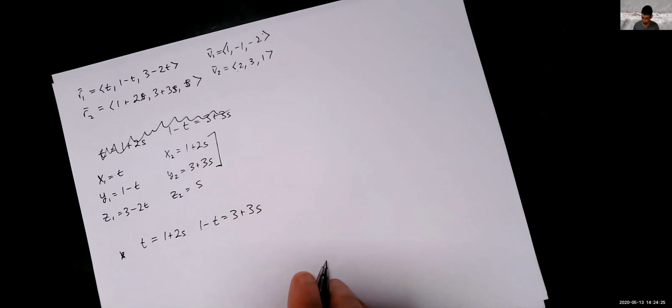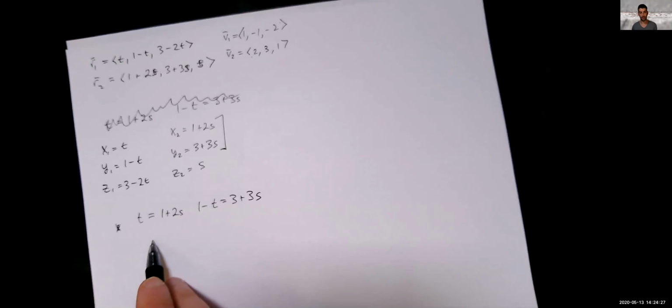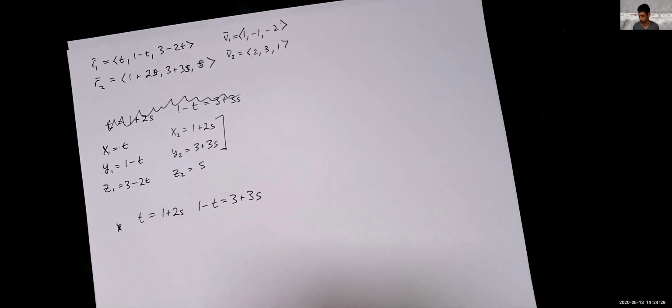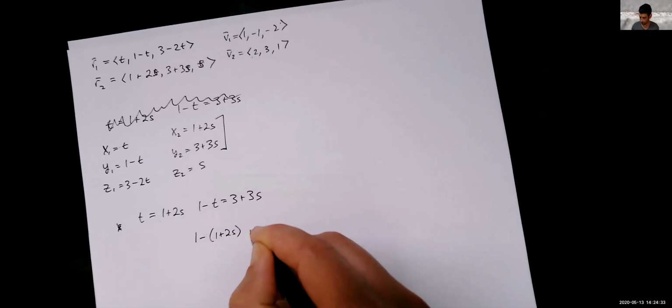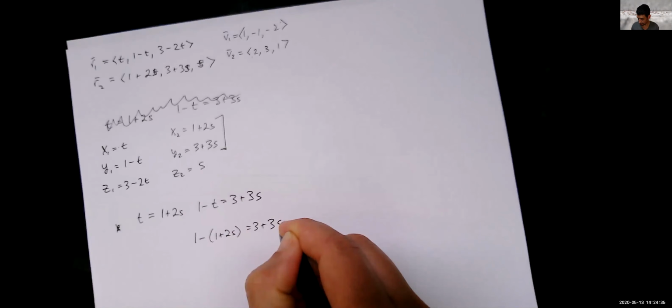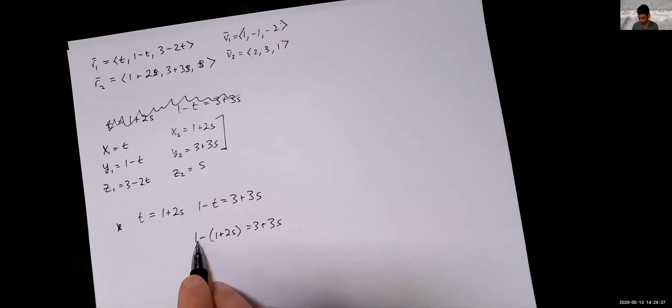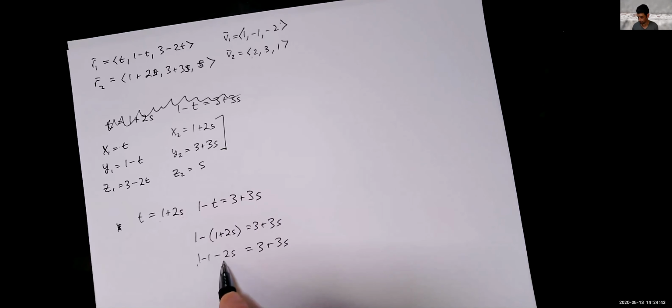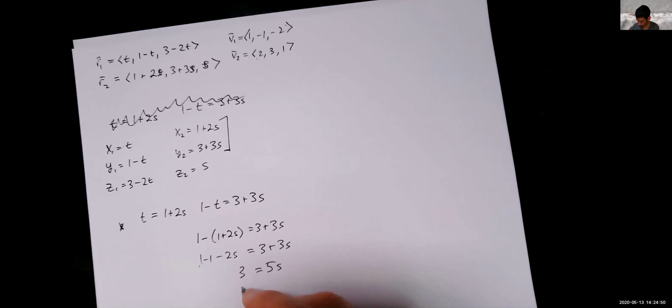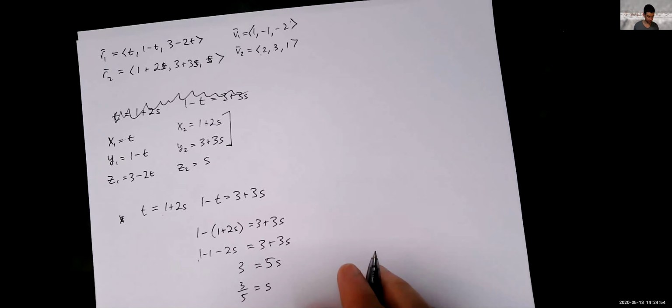Okay. So I've already got this one solved for t. It came that way, so I'm just going to shove that in there. I get 1 minus 1 plus 2s equals 3 plus 3s. So then what are we going to have? 1 minus 1 minus 2s equals 3 plus 3s. The ones cancel. I'll bring a 3 over here, so I'm going to have 3 equals 5s, or 3/5 equals s.